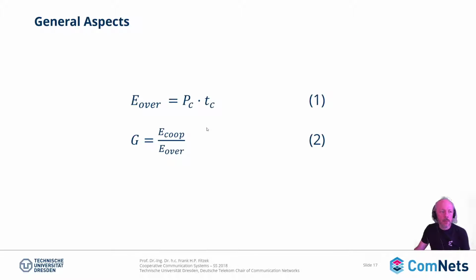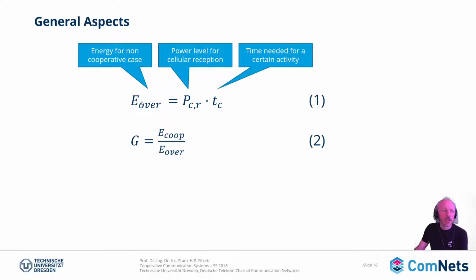Now, if we look into the energy consumption, so the overall energy that we would use if we were a standalone user, we would have a power level for the cellular, and we would receive for a certain time TC, right? And we compare this energy later with the cooperative case, divided by this case of a standalone user. So just to make it clear, here's the energy for the non-cooperative case. This is the power level when you receive, because this is the only thing you do. And then the time needed for a certain activity. We call it TC at the moment, cellular.